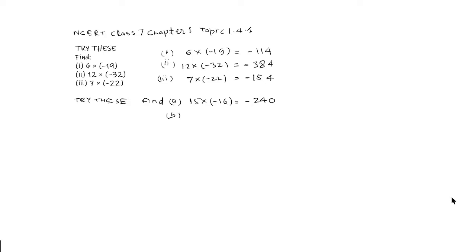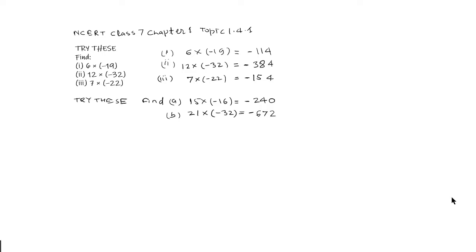Part B is 21 multiplied by minus 32. So 21 times 2 is 42. I put 2 here and carry 4. 21 times 3 is 63, plus 4 is 67. And there is a minus sign before 32, so we put minus sign here and we get minus 672. Therefore 21 multiplied by minus 32 equal to minus 672.